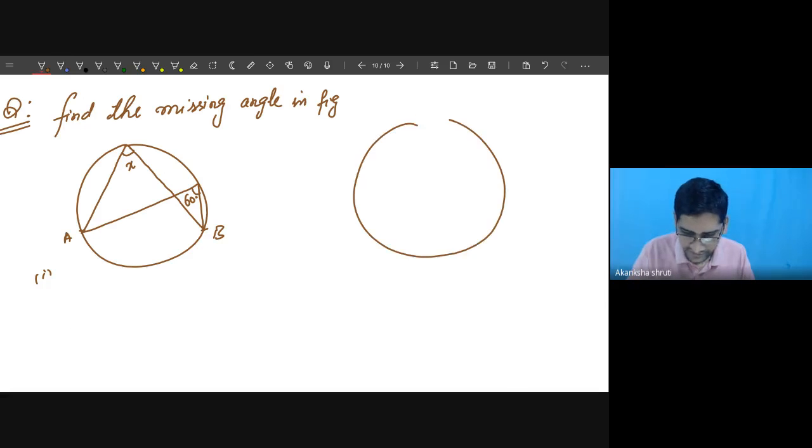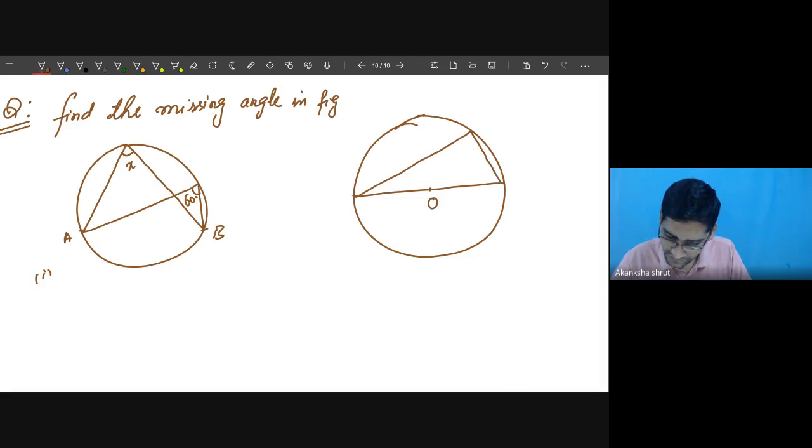In the second figure, consider this is O and our point is like this one. AB is diameter because O is somewhere here. It is our Y. The second you have to tell for this one.